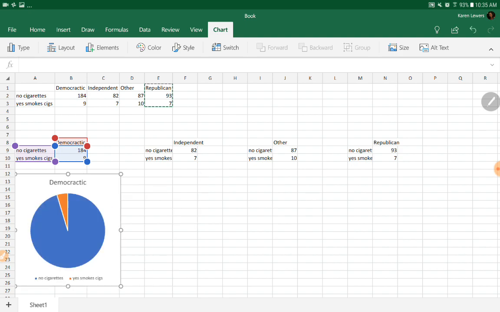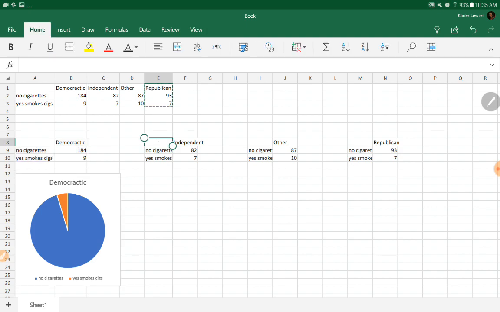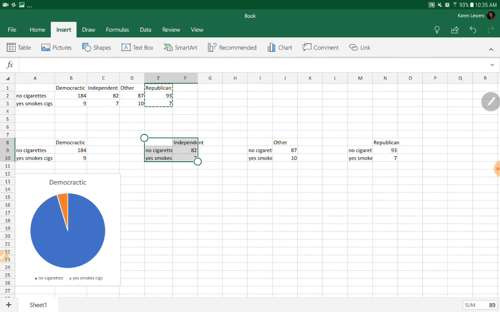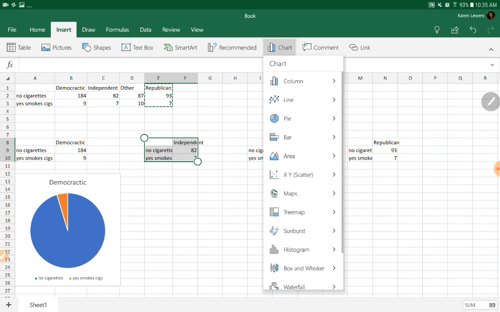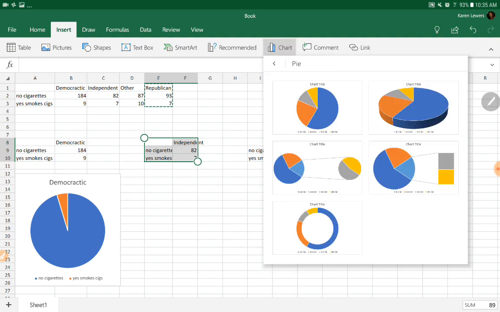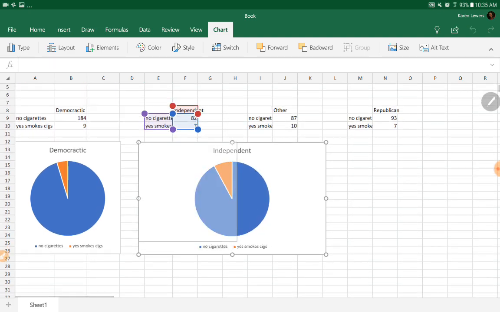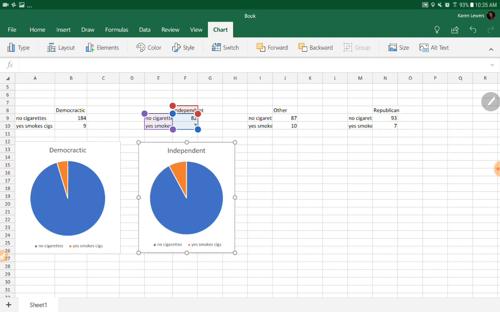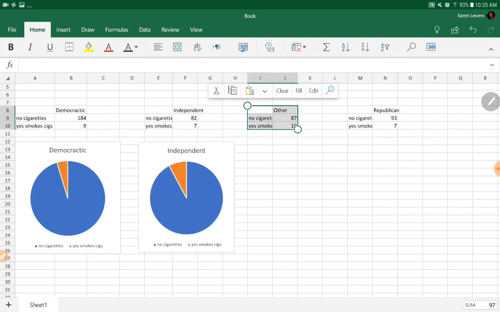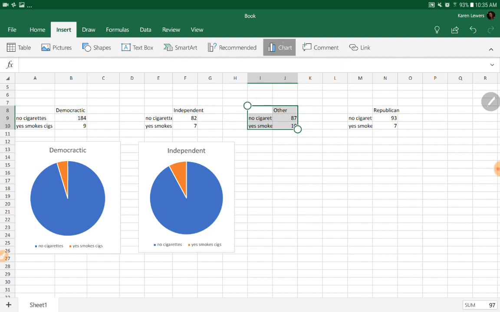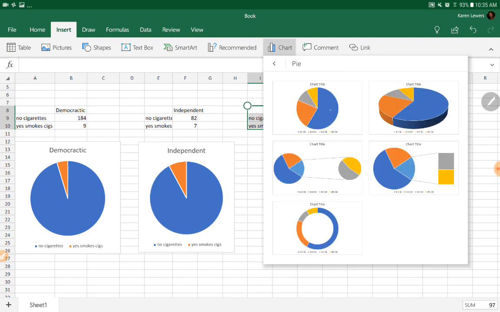So there's my pie chart for the Democratic Party. And then I can do the same thing over here for the Independent Party. Highlight it, Insert, Chart, pie, pick your 2D pie chart. And then the other party, highlight that table, other parties, I should say. Insert, chart, pie.